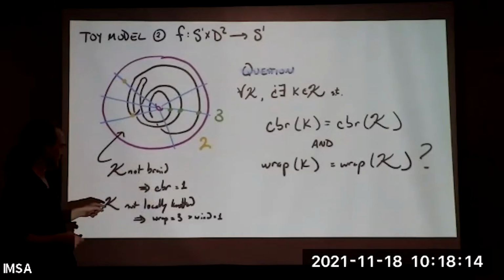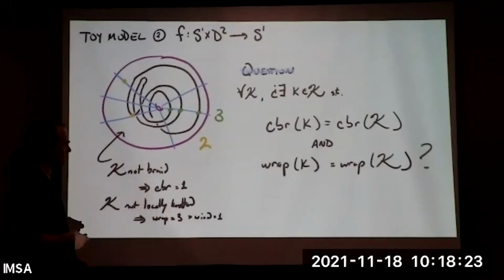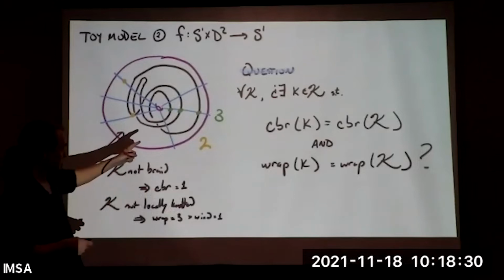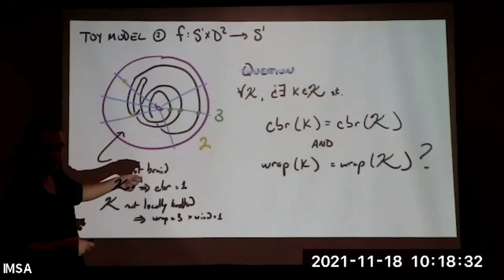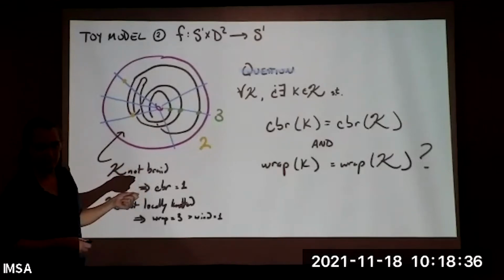And we also know K is not locally knotted. There's another way of seeing that: in fact, the wrapping index is greater than 1. So what we're seeing here is that the wrapping number is being realized by a presentation that also realizes the circular ridge number.